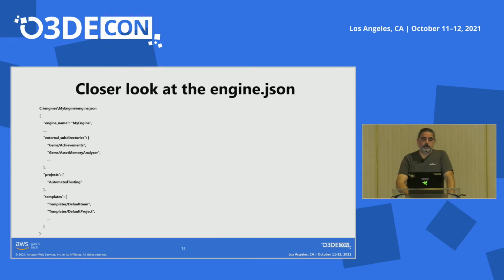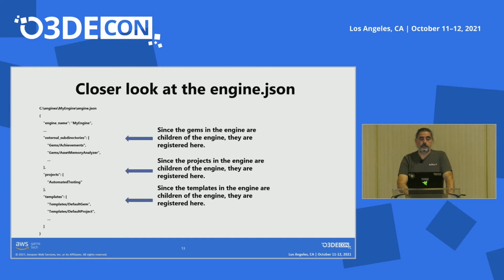We see, again, the engine name, which will identify this object. We have external subdirectories. Not quite sure what those are yet. Projects, and then templates. So this engine is saying that it has a bunch of child objects, and it has relative paths to its children. The external subdirectories we'll get to in a bit. All right, and as I said, since these gems are in the engine, we consider them children of the engine, and the projects and the templates.